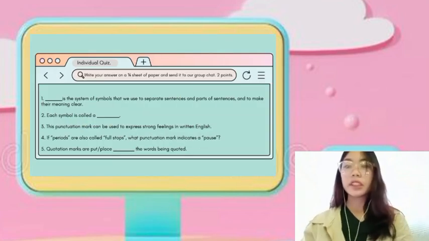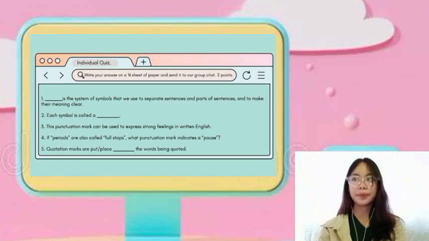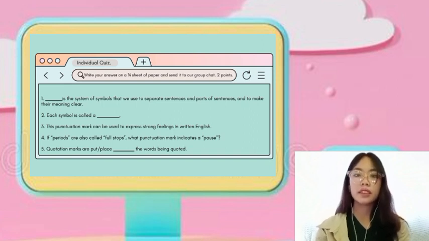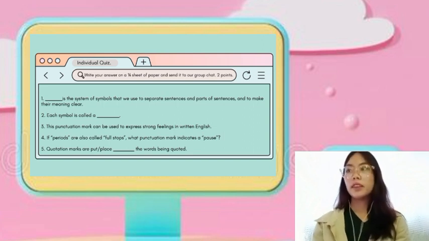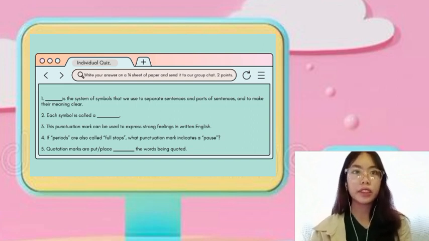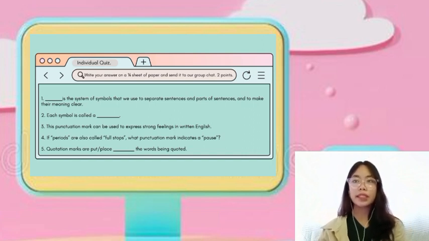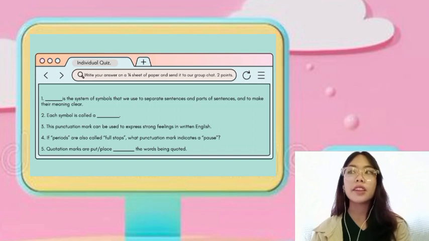And now for our individual quiz. Write your answer on a 1/4 sheet of paper and send it to our group chat, 2 points each. Ready? Number 1. Blank is a system of symbols that we use to separate sentences and parts of sentences and to make their meaning clear. Again, blank is a system of symbols that we use to separate sentences and parts of sentences and to make their meaning clear.